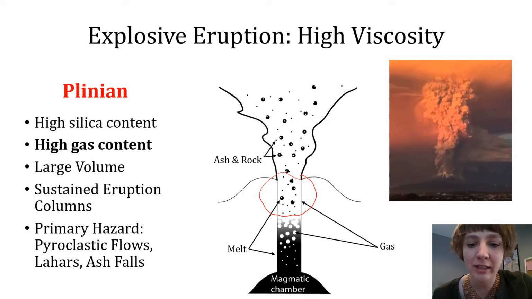The white here is gas, and this fills the conduit and increases the pressure so much that it actually propels the ash and gas mixture up out of the volcano like this, creating incredibly explosive eruptions characterized by very tall eruption columns.